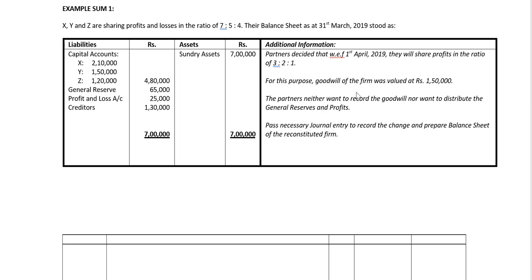It says that the partners decided that with effect from 1st April 2019, they will share profits in the ratio of 3:2:1. For this purpose, the goodwill of the firm was valued at Rs 1,50,000. The partners neither want to record the goodwill nor want to distribute the general reserve and profits. Pass necessary journal entry to record the change and prepare the balance sheet of the reconstituted firm.